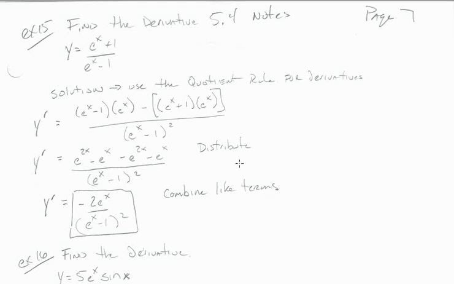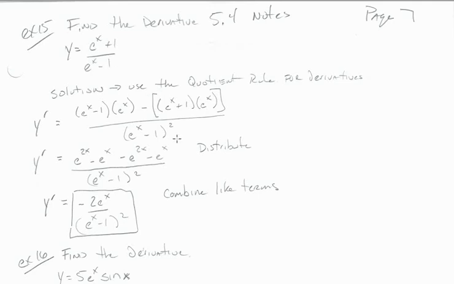Okay, so we're not going to rewrite that as a minus. You need to recognize that this is a quotient rule. Okay, so remember, the quotient rule is low d high minus high d low all over low low, if we kind of remember that little jargon. So it's low e to the x minus 1 times the derivative of the high, which is just e to the x, minus the high term, which is e to the x plus 1 times the derivative of the low is just e to the x.